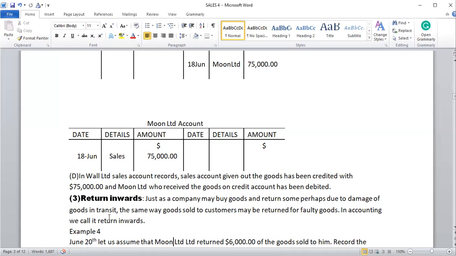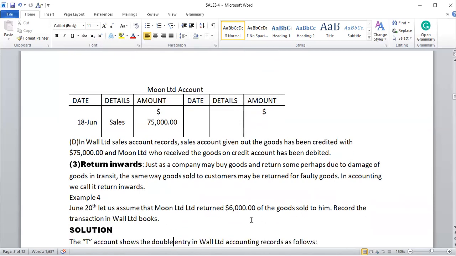So let us look at an example. Example 4. June 20, let us assume that Moon Limited returned $6,000 of the goods sold to him. Record the transaction in World Limited books.